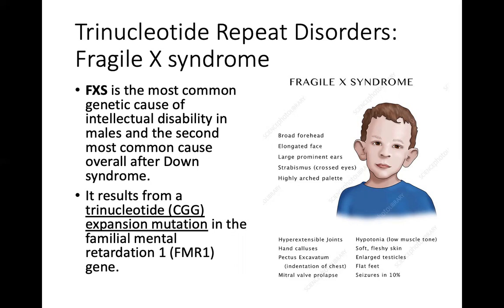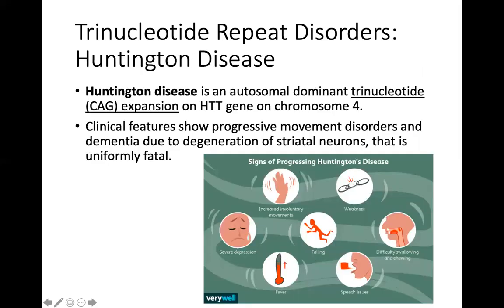Joke lang ha. Elongated face, alright. Large prominent ears na parang si Dobby sa Harry Potter. Okay, strabismus or cross-eyed and highly arched palate. Okay, it can also have hyperextensible joints, hypotonia, etc. Seizures, right? Next is your Huntington disease.